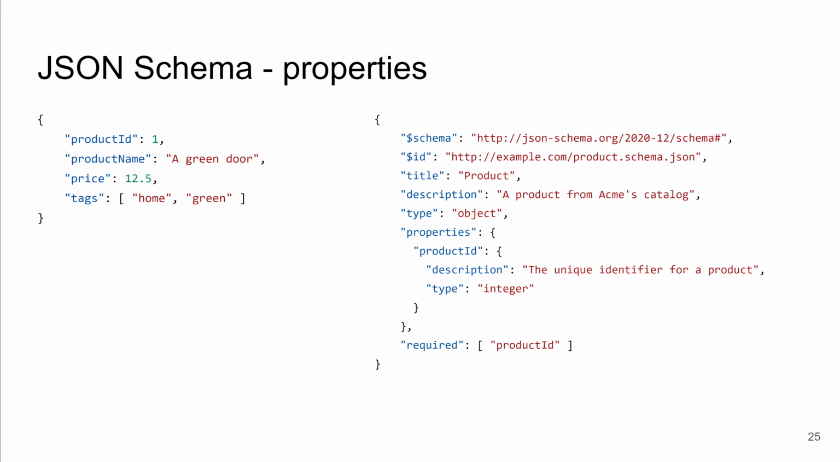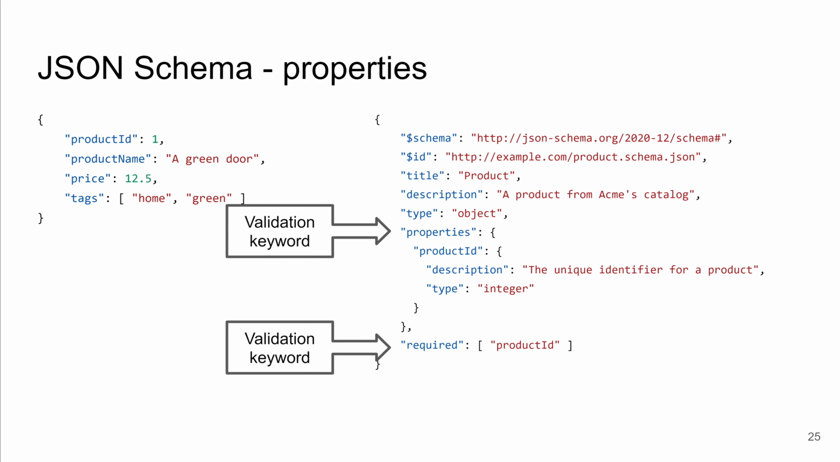In addition, in the object definition, we say that product ID is required by using the name of the key value pair product ID in an array, which is the value of the required key in the schema. So here we can read the schema as there is an object, it has the product ID property, which is an integer, and it is required. So again, properties and required are new validation keywords.